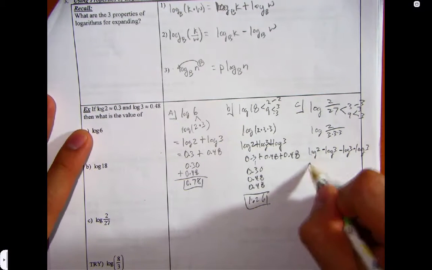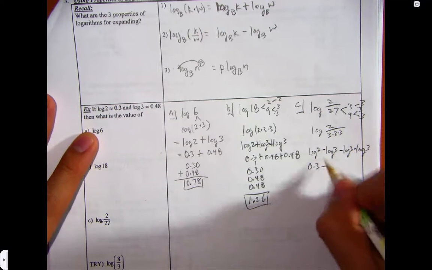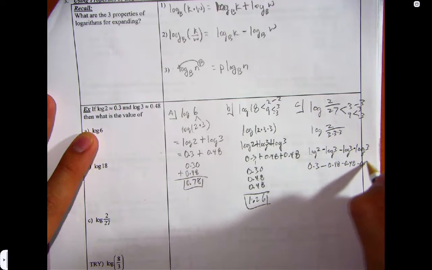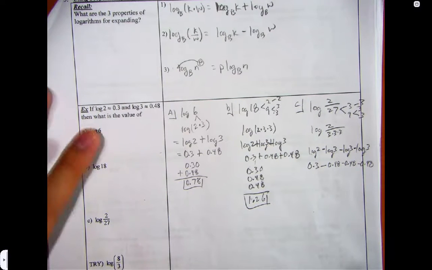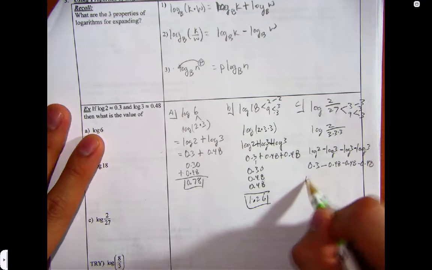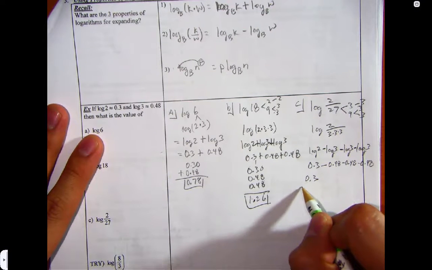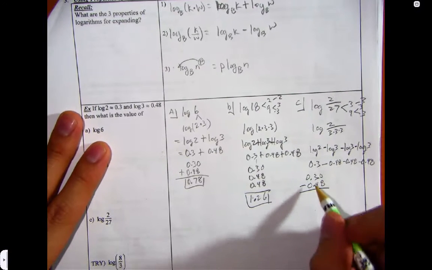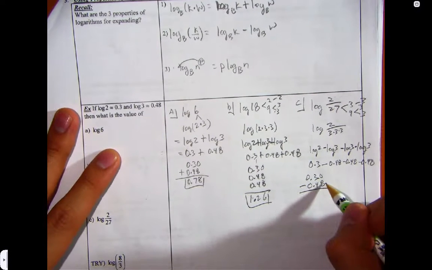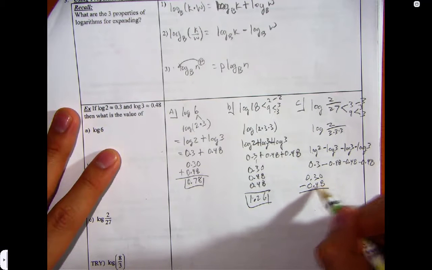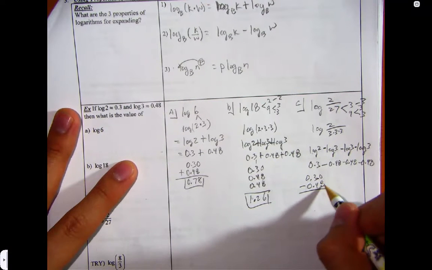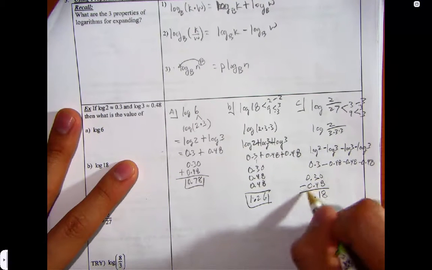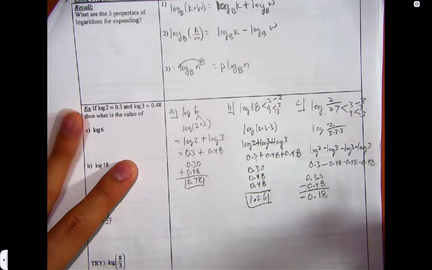So I'm going to subtract those. Log 2 is 0.3. Log 3 is 0.48. Subtract 0.48. Subtract 0.48. So 0.3 and 0.48. When you subtract, because they're different signs, it's always the bigger number, so 0.48 minus 0.30. 8 minus 0 is 8, 4 minus 3 is 1, and 0.48 is bigger, so it's negative.